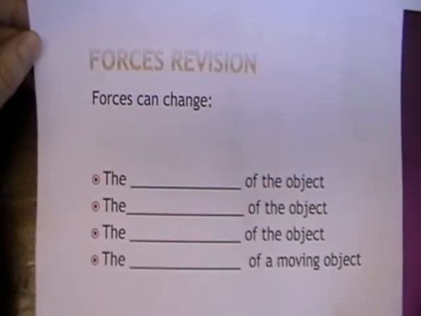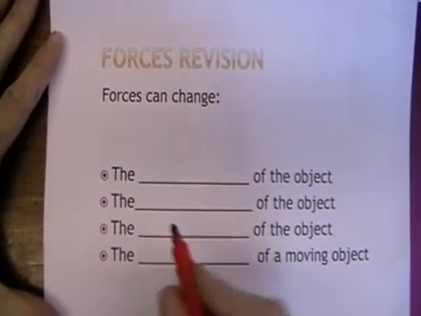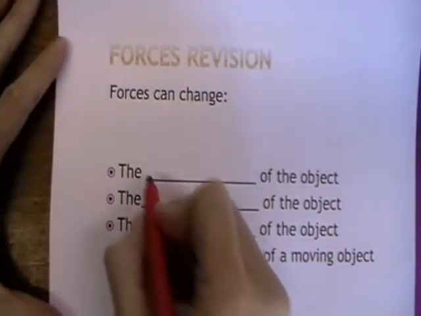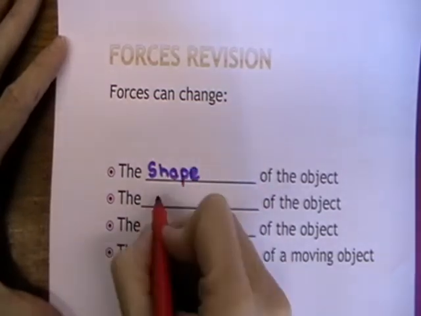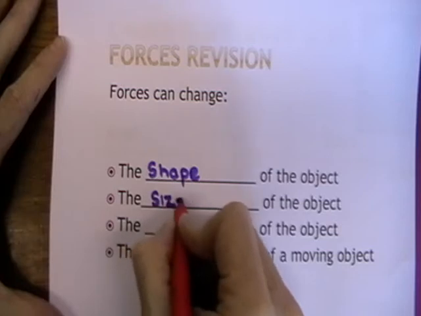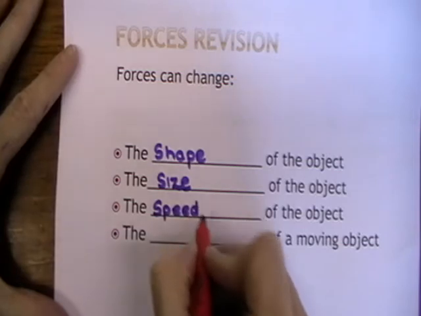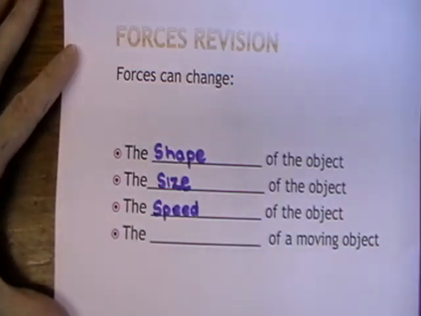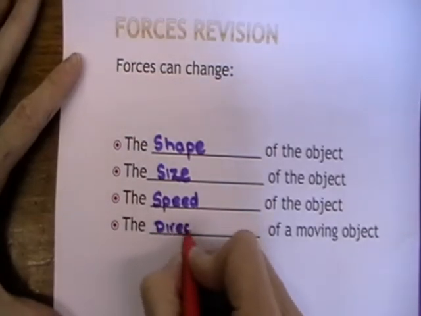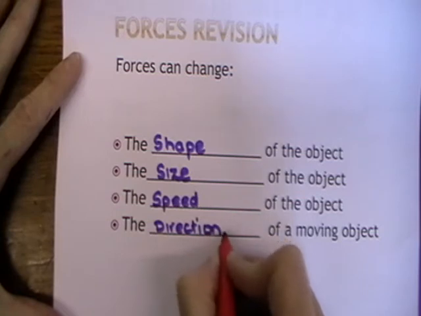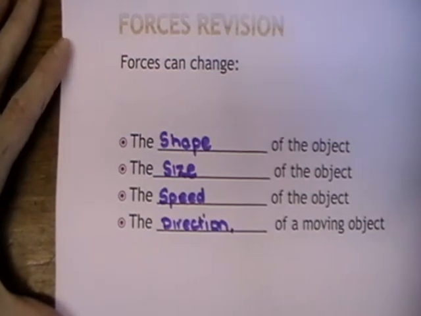Right, so the first wee bit is all about forces and what forces can do. If you remember from Year 8, forces can change the shape of an object, the size of an object, the speed of an object, and that might be that it just starts it moving or stops it moving, and it can also affect the direction. And so those are 4 effects that forces can have on objects.